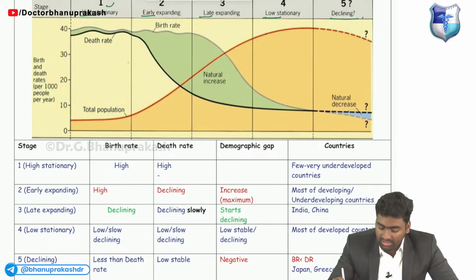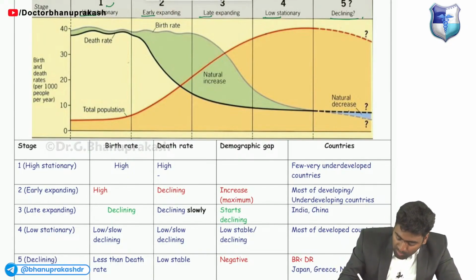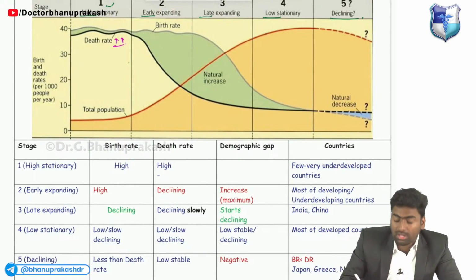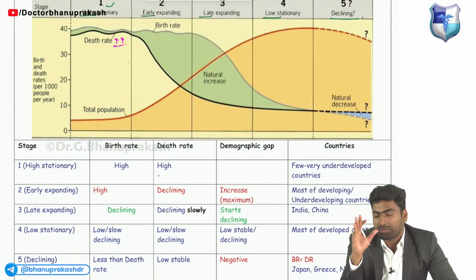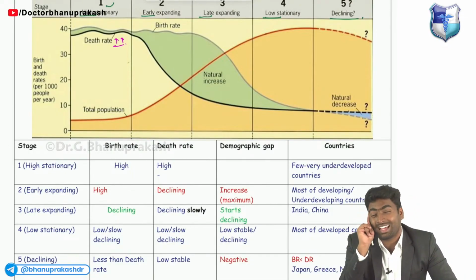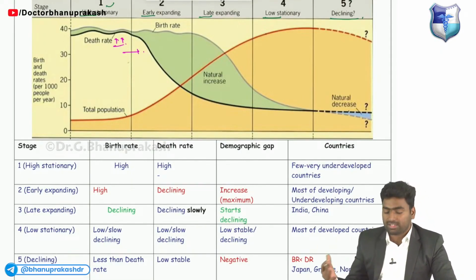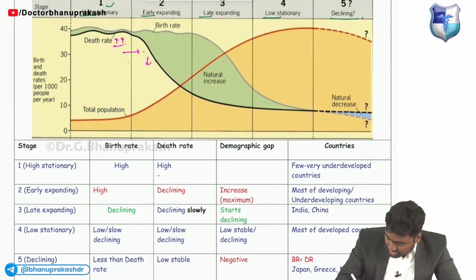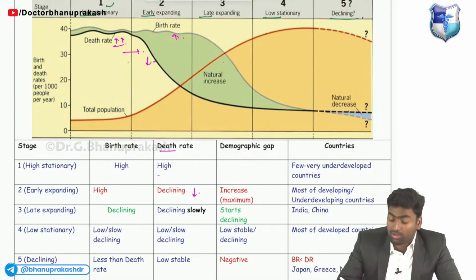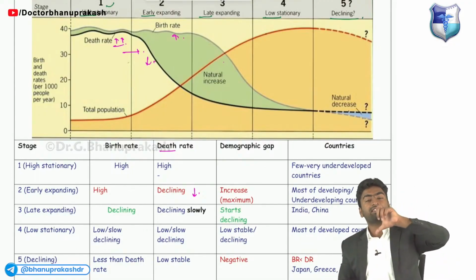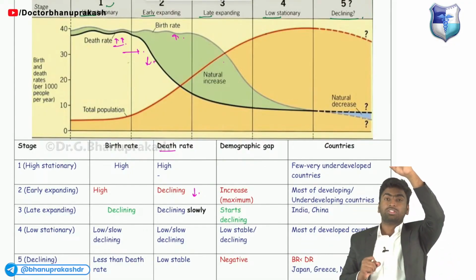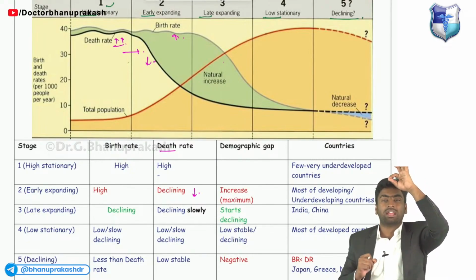India is in stage 3, which is the late expanding. If you see in the early stages, both the birth rate and death rate will be high in the case of stage 1, which is the high stationary, followed by interventions starting to decrease deaths. So the death rate will start decreasing. In stage 2, the death rate will start decreasing, whereas the birth rate will remain high. Okay, will remain high. So there will be variations between the birth rate and death rate. This is known as the demographic gap.